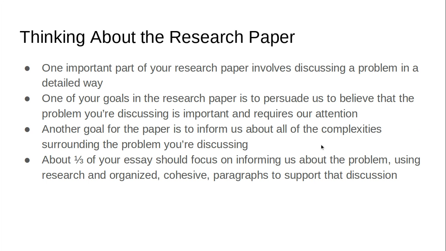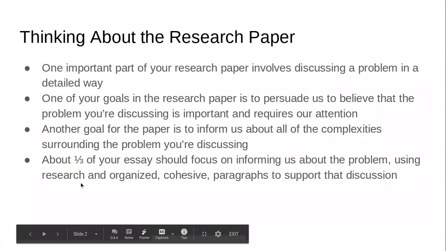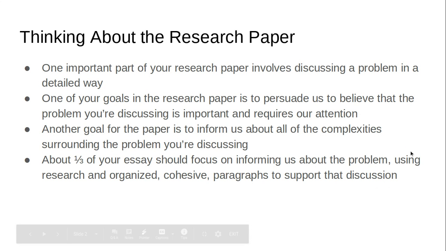When you're planning for the research paper, you can also expect that about one third of your essay should focus on informing us about the problem. And to do that, you should be using research. This is where your outside sources come in. Also make sure that that section is organized with cohesive paragraphs that support your overall discussion of the problem. So we're going to look at addiction and what that looks like. How do we form paragraphs to talk about these complex problems?